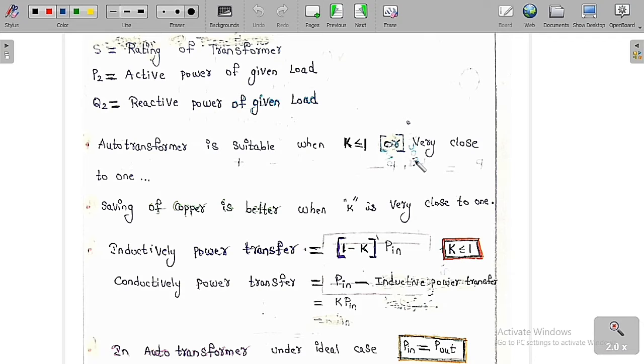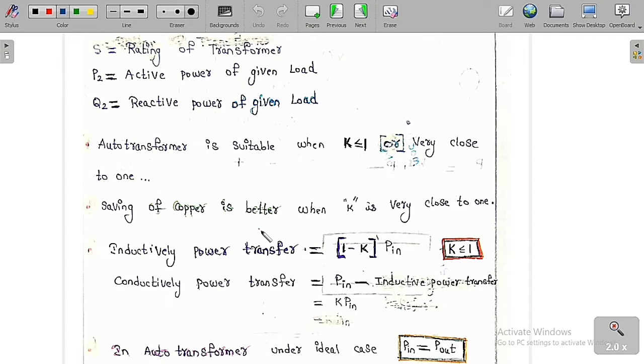Saving of copper is better when K is very close to 1. I have already told you, with the help of an auto transformer, if you want the same rating, then we are going to use less amount of copper. So therefore we are going to save the copper. If the copper weight is the same, the rating of the auto transformer is always higher than the rating of the two-winding transformer. But if you want to make the same rating, then you have to remove some amount of the copper.